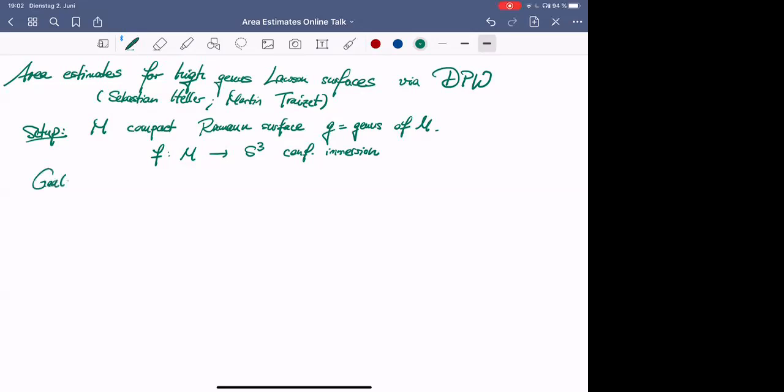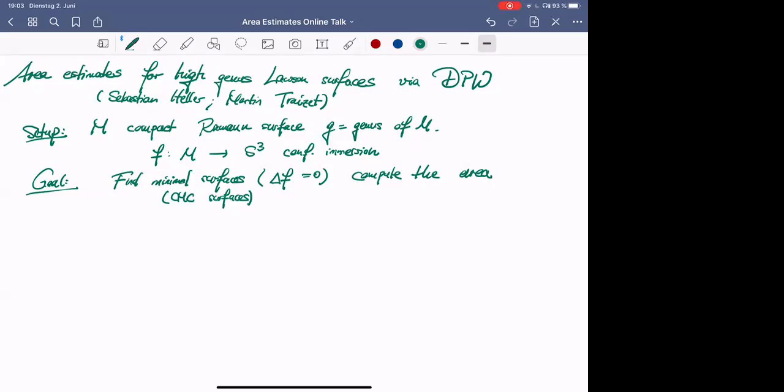And the goal is, first of all, to find minimal surfaces. So if you have a conformal immersion, a solution to Laplace f equals 0, and compute the area. And of course, we can also try to generalize to CMC surfaces. So in a certain sense, these are the best possible realization of your Riemann surface in free space.